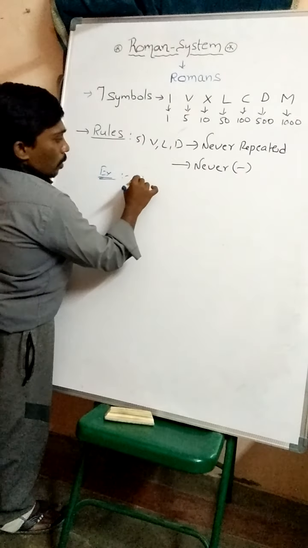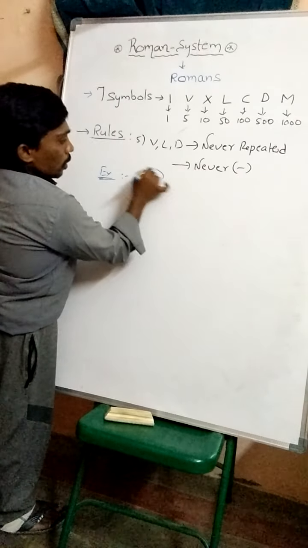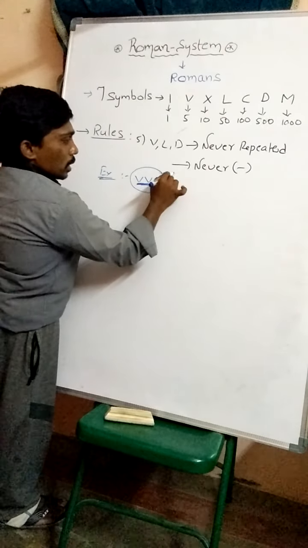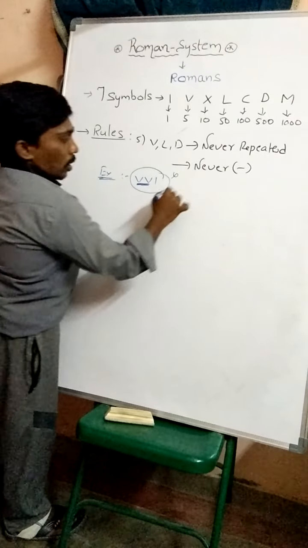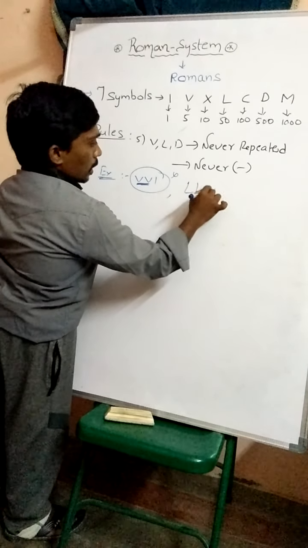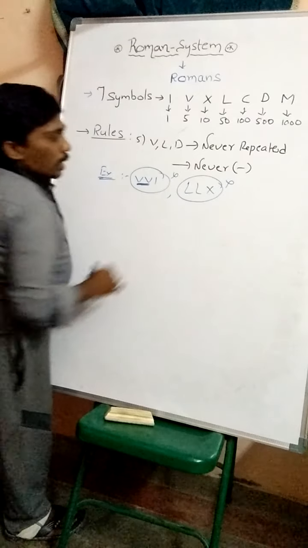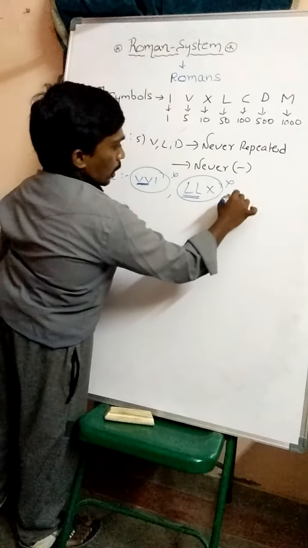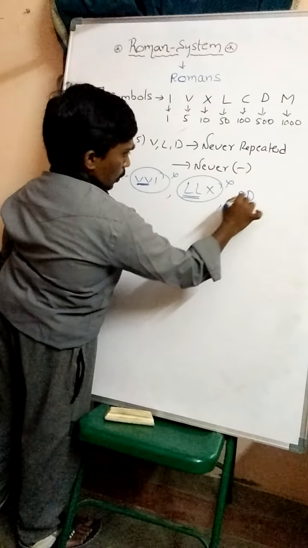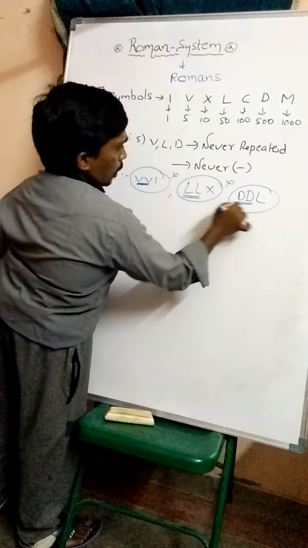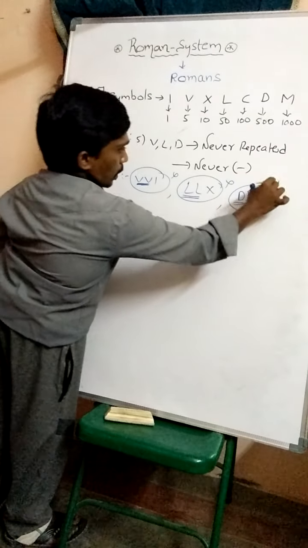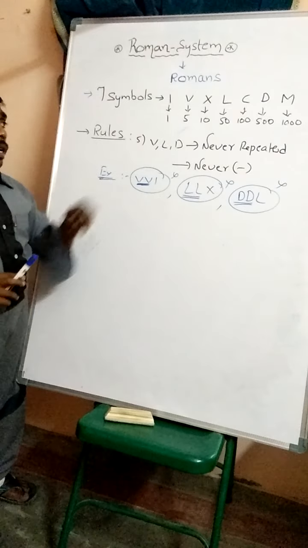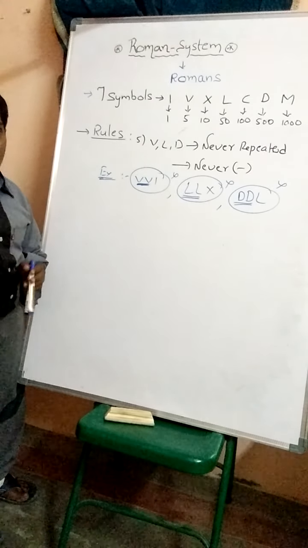Now, VV, if you write like this, V is repeated 2 times, so this way of representation is wrong. LL, this way of representation is also wrong. Why? Because L is used only one time. DD, D is repeated 2 times, so this type of representation is also wrong. So V, L, D are used only one time. You should remember that.